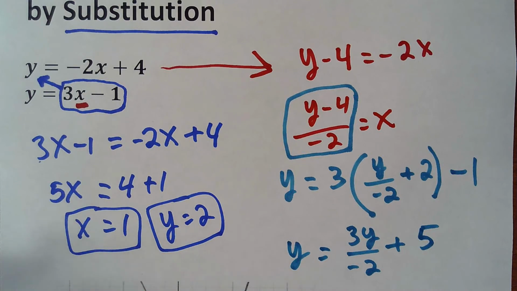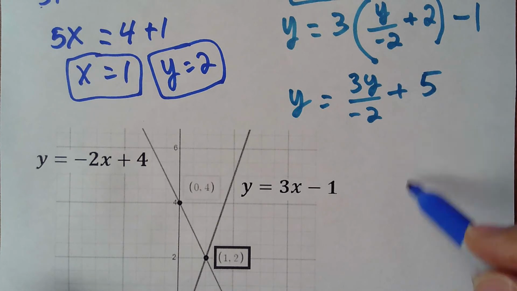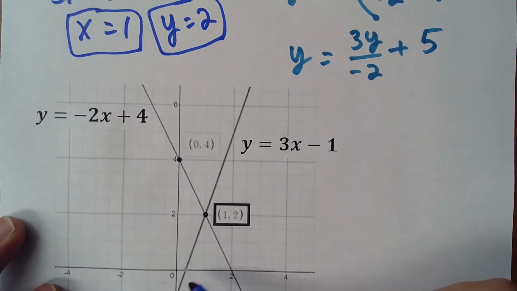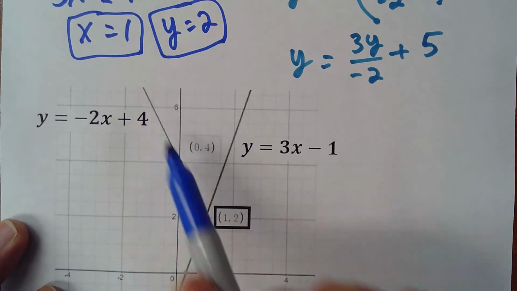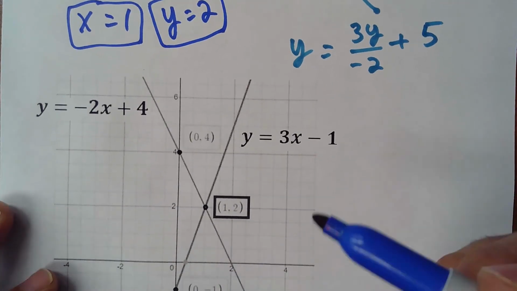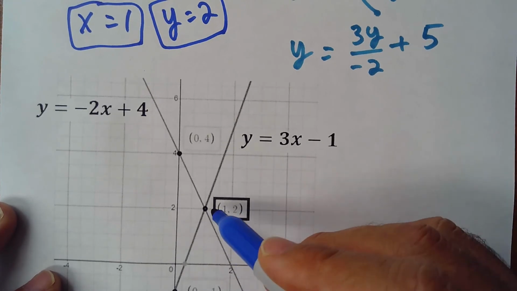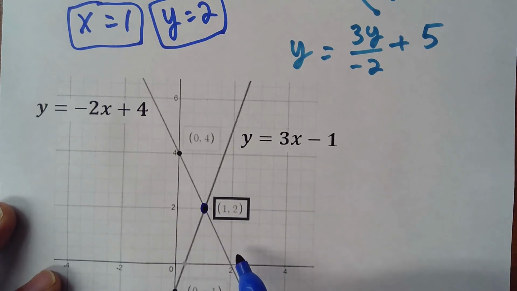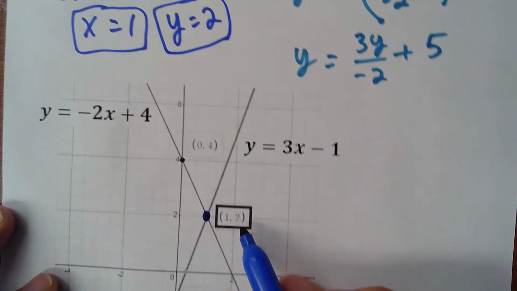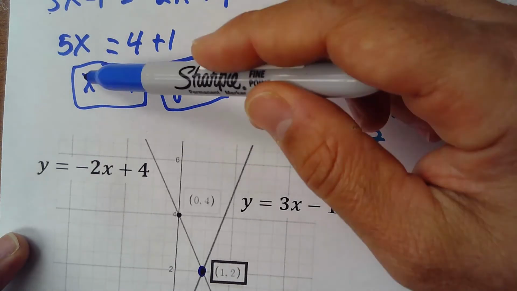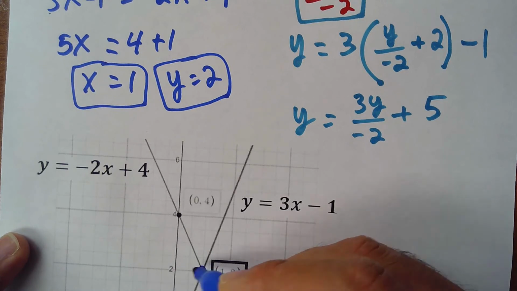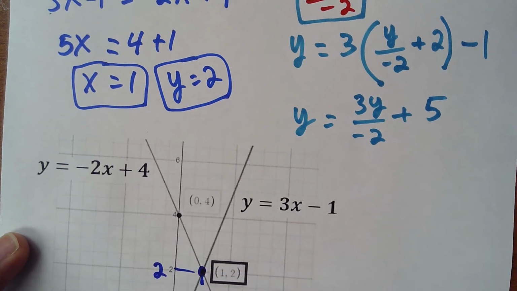Now we need to solve this. We have variables on both sides. Let me just take a couple of minutes to explain this. This is one of the graphs, and this is the other graph. Here we just confirm the solution by graphing. Once you graph the two lines, where the two lines intersect, that's the solution, and you will see that it is 1, 2. As we see here, we found x is 1, y is 2. So that's the correct solution.